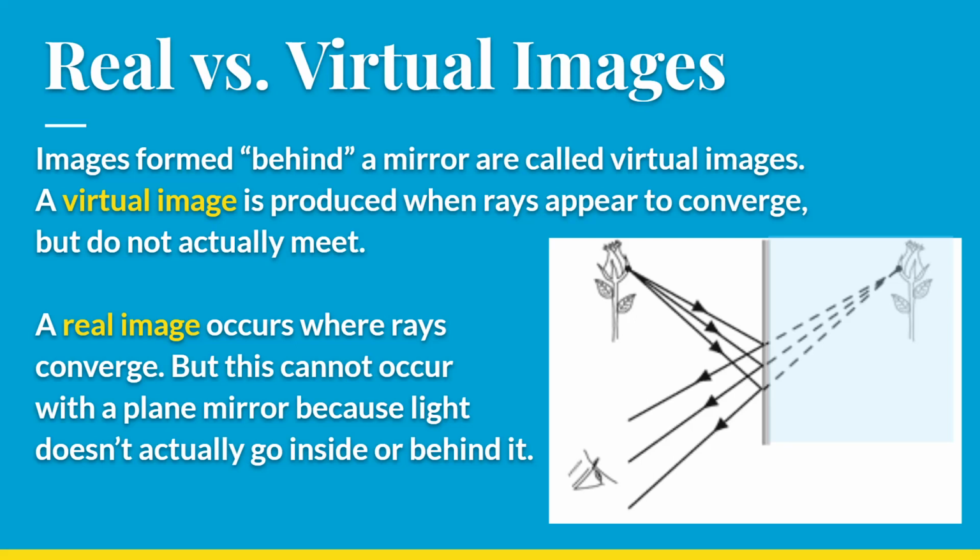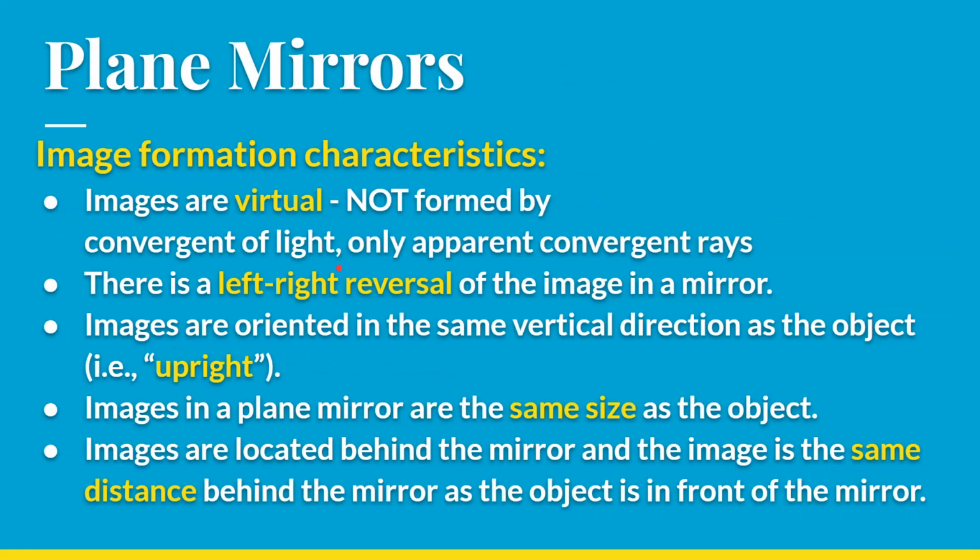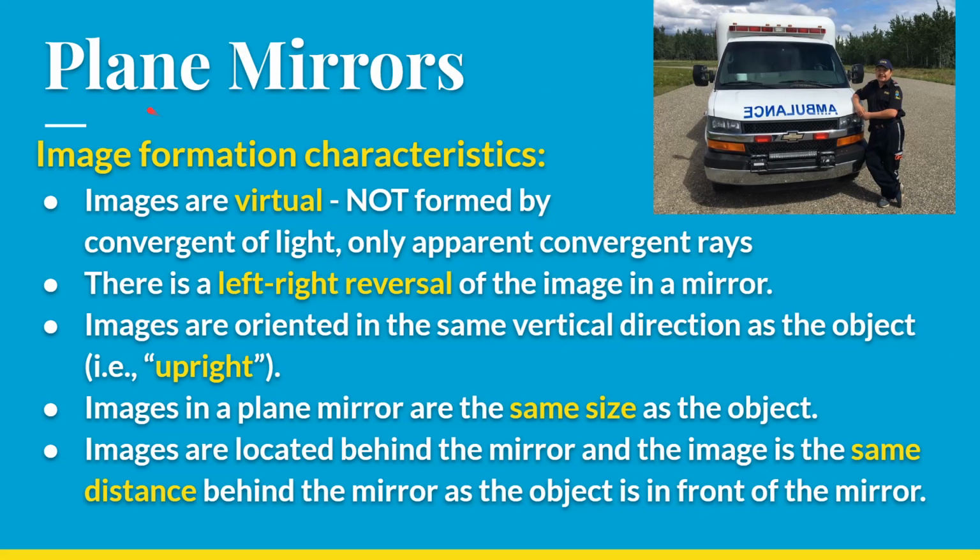In fact, you do. That's how your eye works. And you can get a real image with a curved mirror, which I can show you in a minute, so you can see the difference between a virtual image and a real one. But here are some image formation characteristics for a plane mirror. Images are virtual. They're not formed by the convergence of light, only the apparent convergence of rays that your brain interprets to be back there.